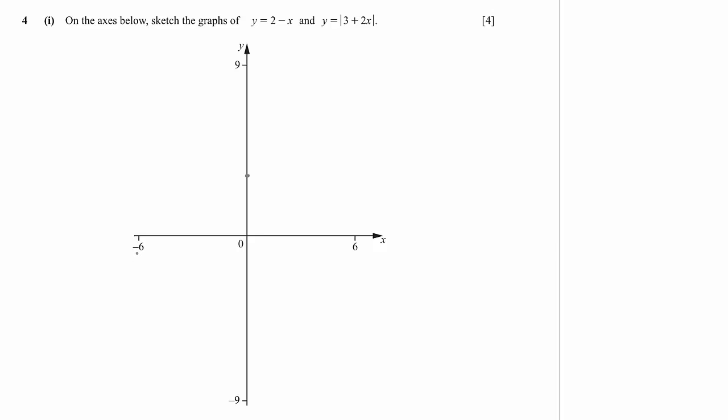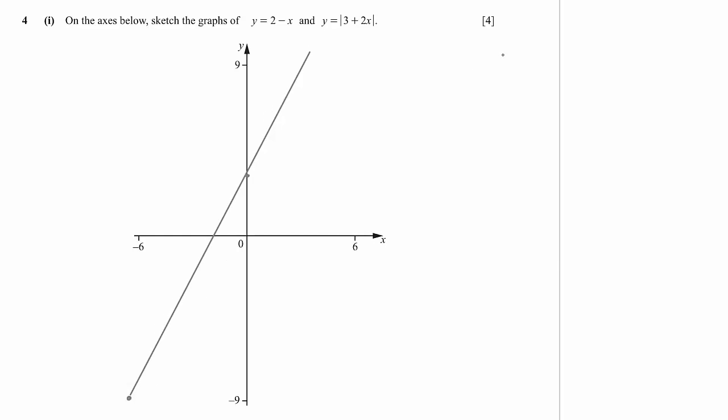And when x is negative 6, we'd have negative 12 plus 3, which is negative 9. So it would go through here. So we're looking at a straight line that goes through those 2 points just there. I'll try and draw a straight line through those as best I can. But remember, that one's in there just as a guide.